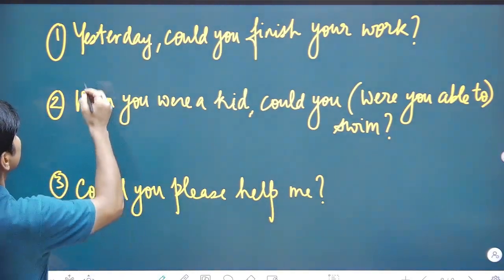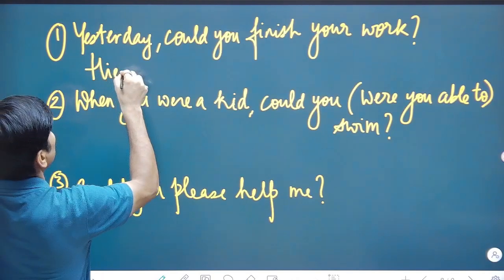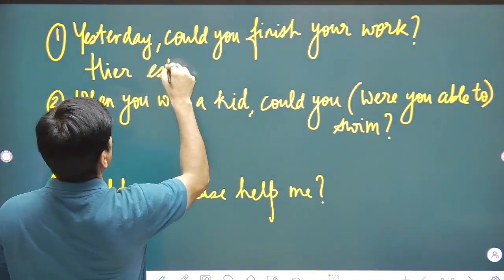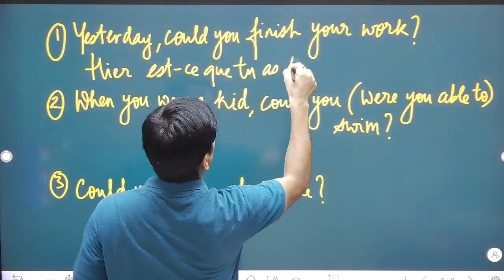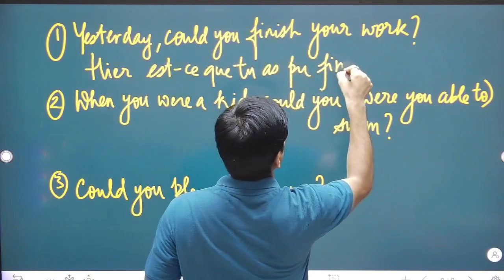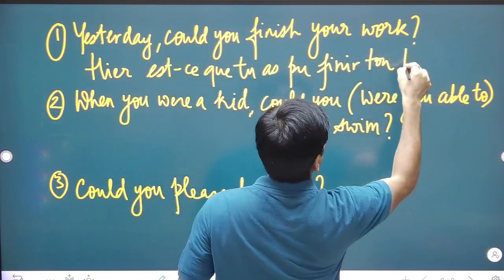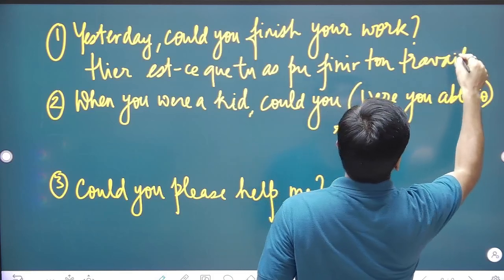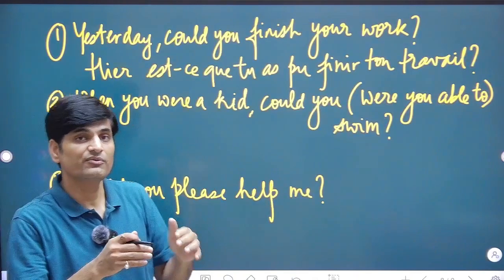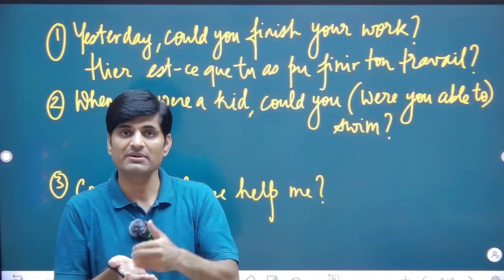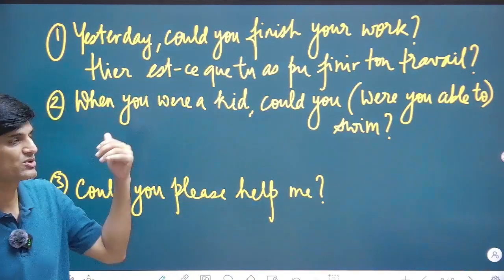So you're going to say, hier, est-ce que tu as pu finir ton travail? So that means yesterday, could you finish your work? And since the work got finished at a point of time in past, you would move ahead with passé composé.